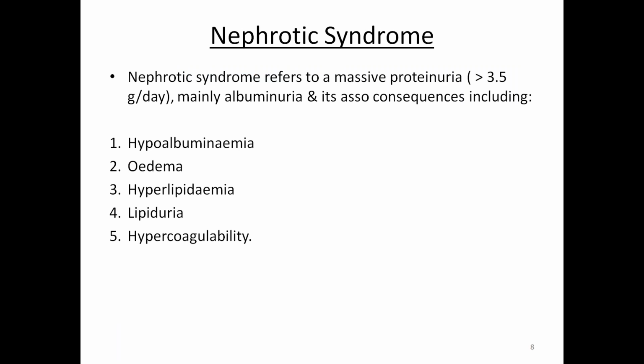Now we'll touch a little bit upon the nephrotic syndrome. This is also very much a pathology topic. So nephrotic syndrome refers to a massive proteinuria, that means more than 3.5 gram per day, and mainly consists of albuminuria and its associated consequences like hypoalbuminemia, edema, hyperlipidemia, lipiduria, and hypercoagulability.